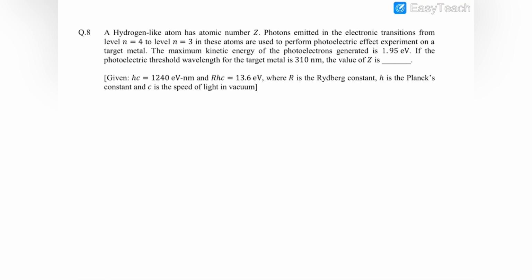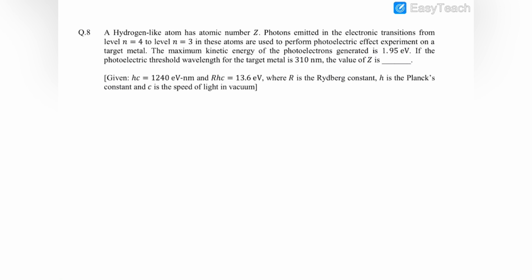In this question, you can see that there is a hydrogen-like atom of atomic number Z, and photons are emitted in the electronic transition from level 4 to 3. These photons are used to perform the photoelectric effect on a target metal, and the maximum kinetic energy of the ejected electron from that metal is 1.95. The threshold wavelength of the target metal is also given as 310. So we have to find out the value of Z.